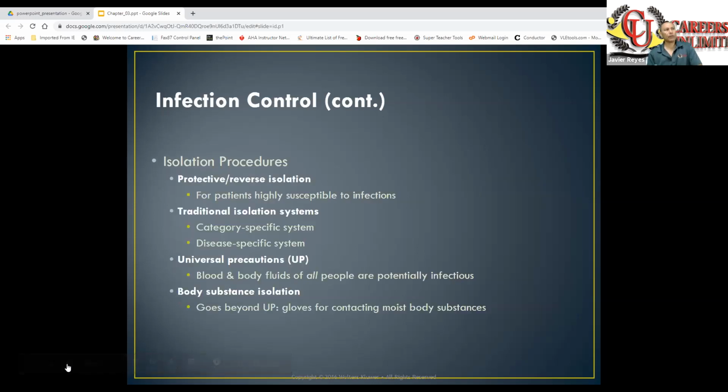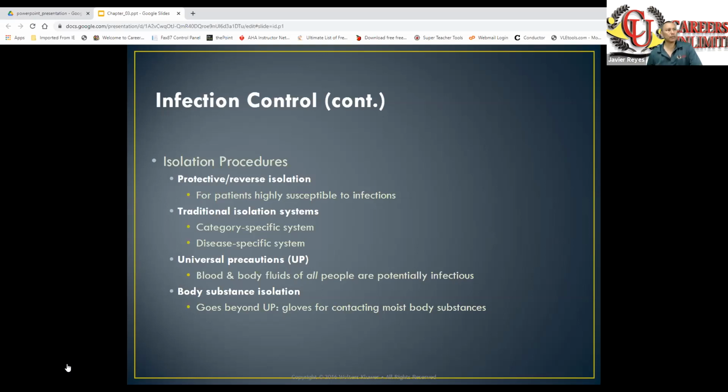Some examples of isolation procedures include protective or reverse isolation. We use this when a person has a weak immune system, someone with HIV, someone with cancer on chemotherapy or radiation therapy, their immune system goes really, really low. And if you know that you have a cold or something that you might spread to them, number one, avoid going to that room. Number two, if you are going to go over there, make sure that you wear a mask or whatever equipment that you need. Do not expose them unnecessarily. This is what we call reverse or protective isolation.